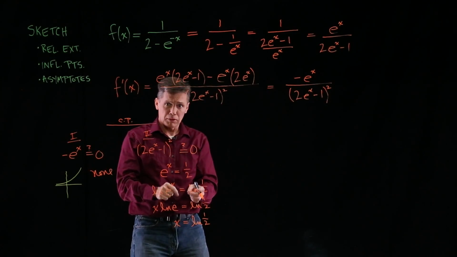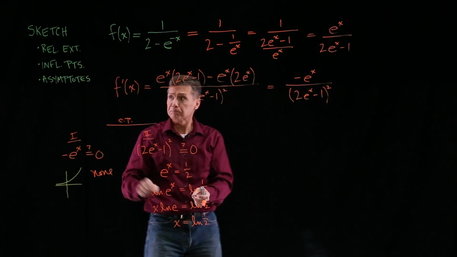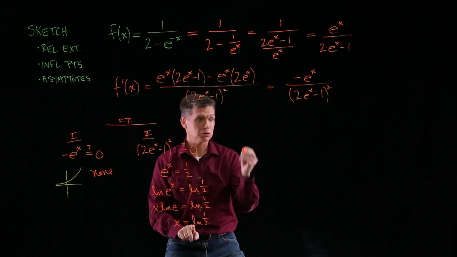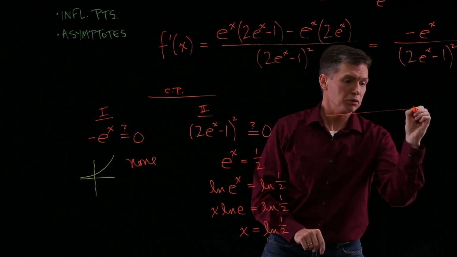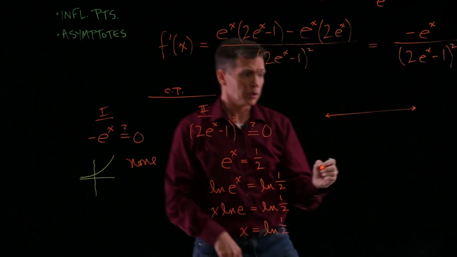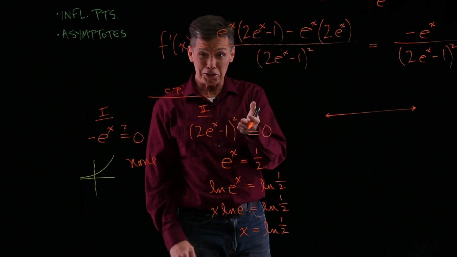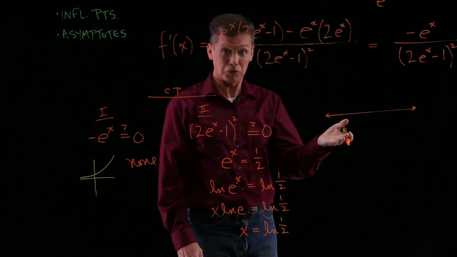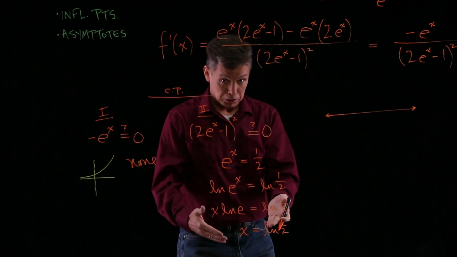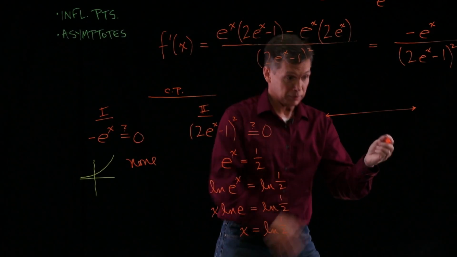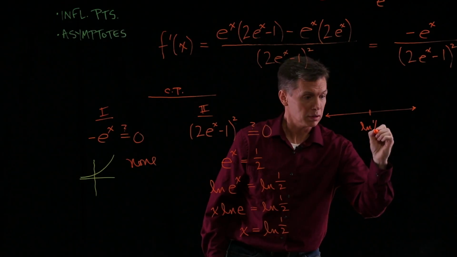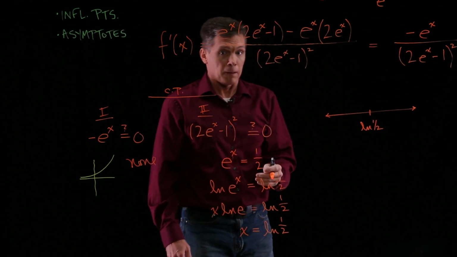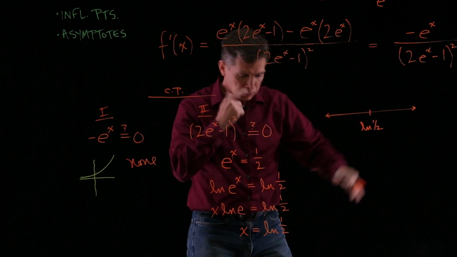Now in order to determine if there is a relative extremum there, we want to take this critical point and put it into what's called the first derivative test, remember? That really just means, not that you need to remember the name of it, but you need to remember what to do. That means take all your critical points and put them onto the number line. So I only have this one critical point of the natural log of a half. And we do that for as many critical points as we have.